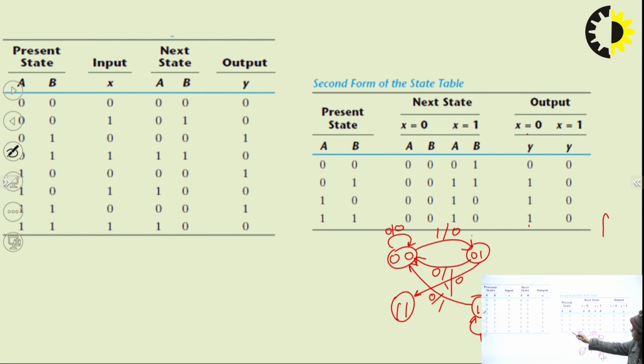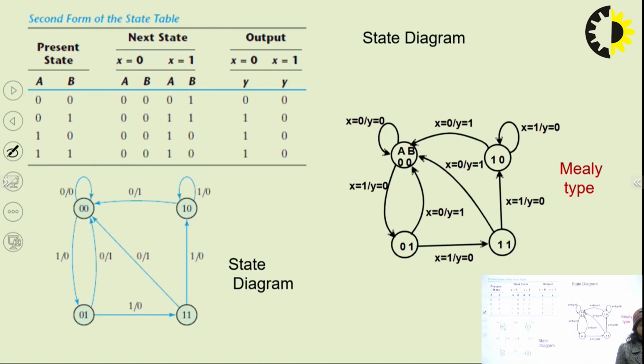At last, from 1 1 to 0 0, input is 0 and output is 1. And from 1 1 to 1 0, input is 1 and output is 0. So this one will be the actual diagram.